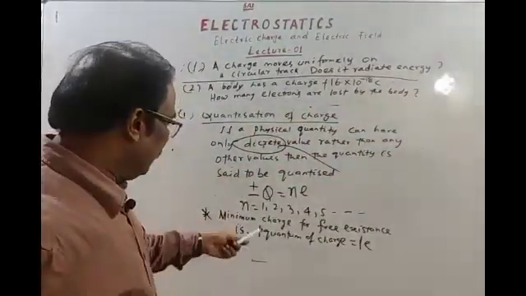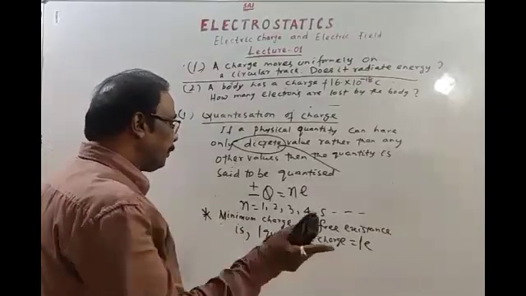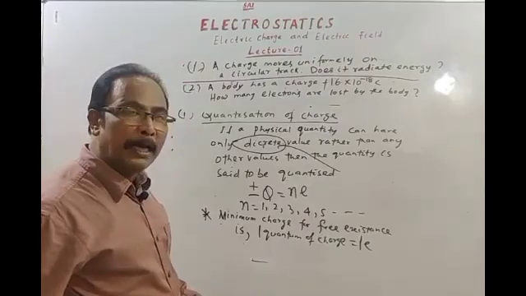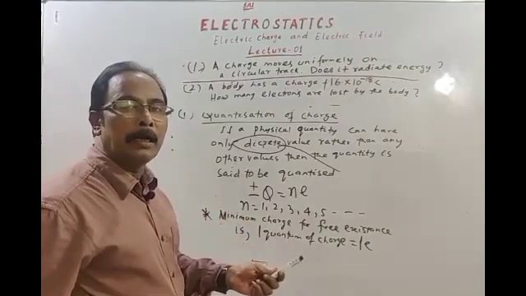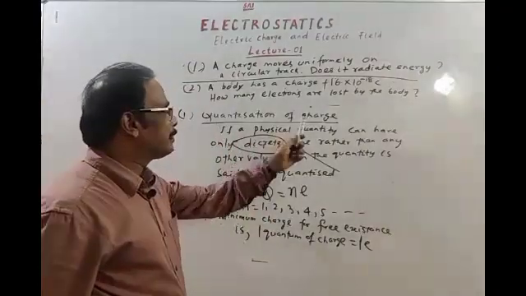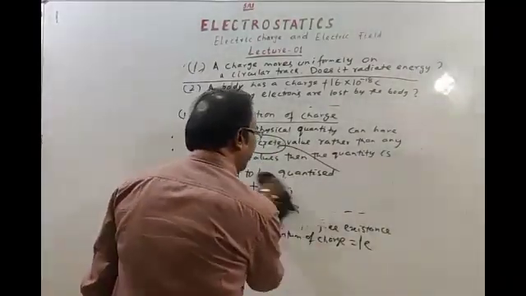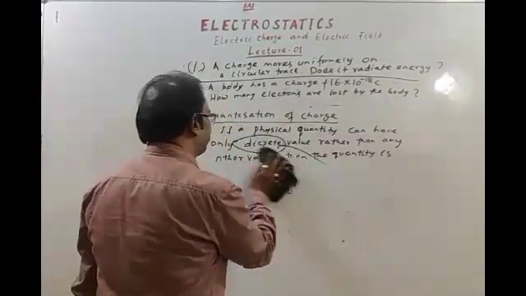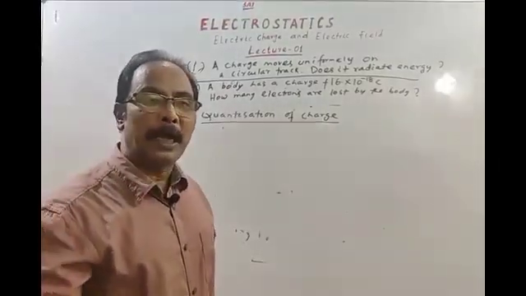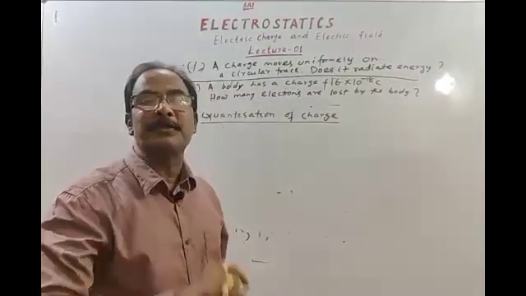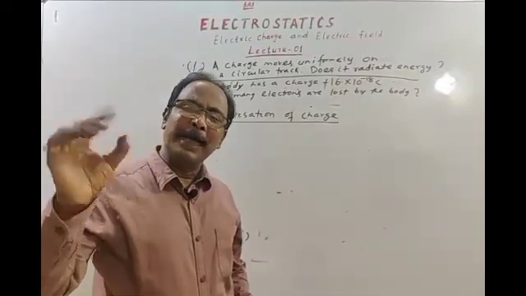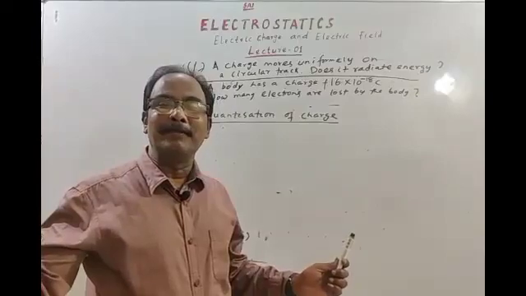Okay. Then this is our discussion: minimum amount of charge for independent or free existence is a charge of 1 electron. A body can't contain less than 1 electronic charge in accordance with quantization of charge. Okay. Then experiment shows that less than 1 electronic charge also exists, but not free.